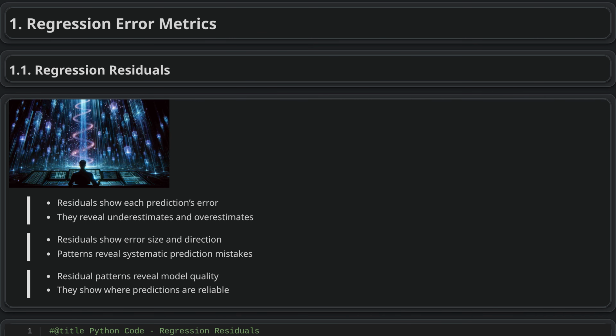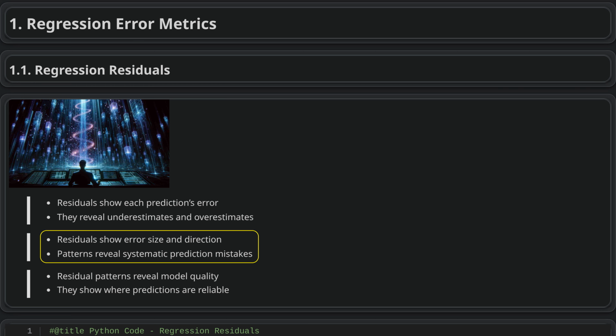Regression error metrics, regression residuals. Regression residuals are the differences between actual numerical outcomes and a model's predictions. They show how much the model overestimated or underestimated each case, such as a house price prediction. Studying residuals helps identify specific prediction errors and supports the creation of accurate regression error metrics.